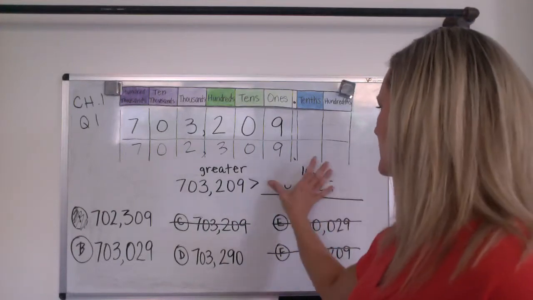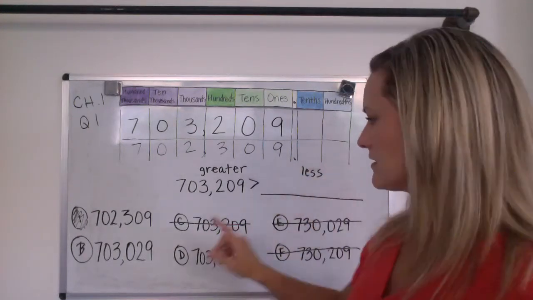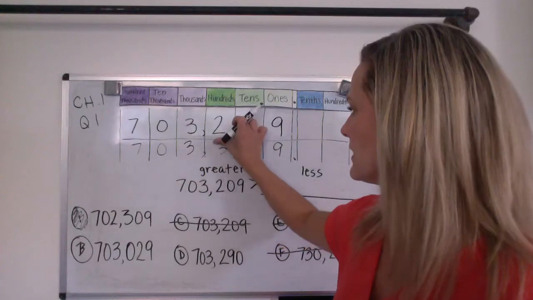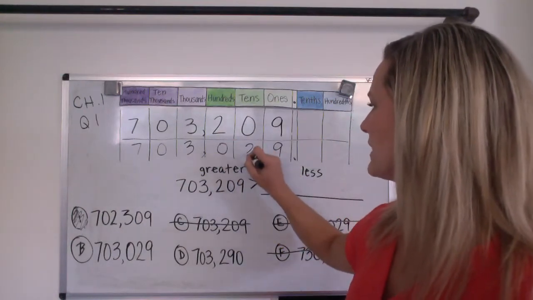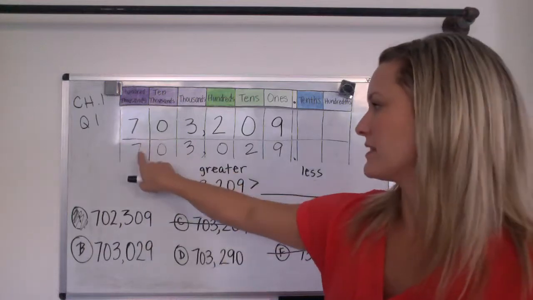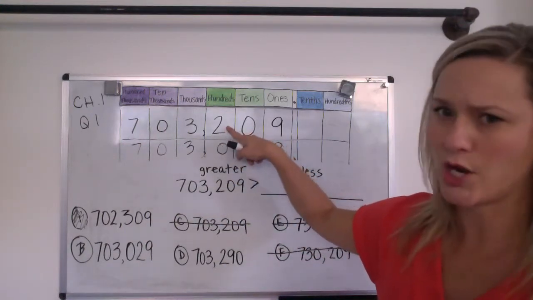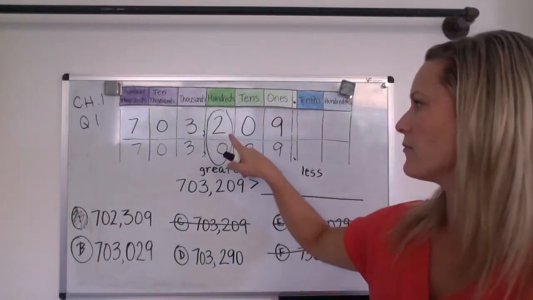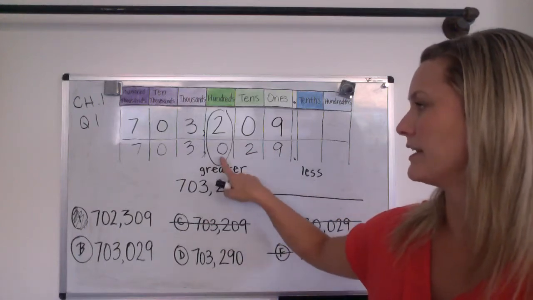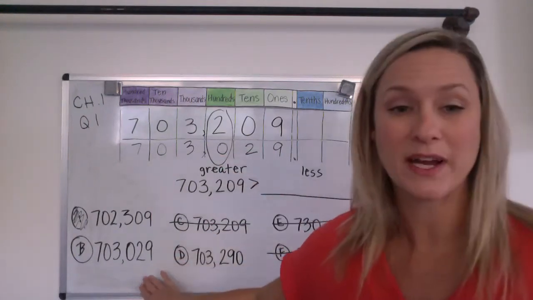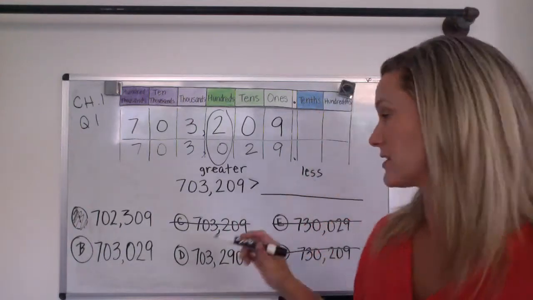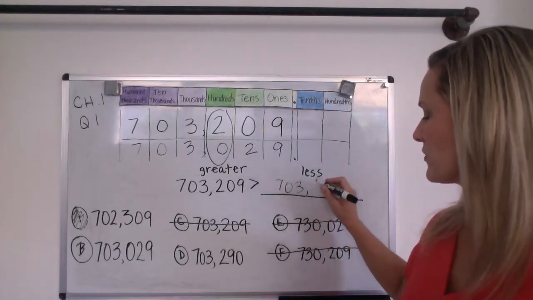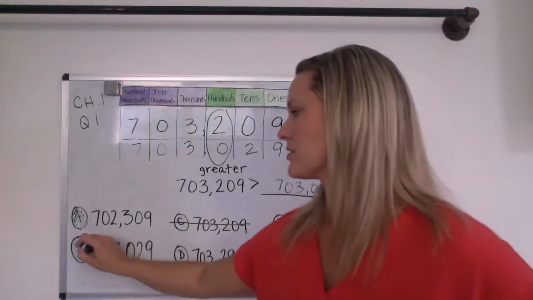So let's check out B, 703,029. All right, so let's see. 703,029 is the number I'm comparing now. Same, no, different. Okay, so I'm comparing in the hundreds column now, and I have 2 hundreds in this number and 0 hundreds in the number we're comparing. So that means it will be an answer, because 703,209 is greater than 703,029. All right, so B is an answer.